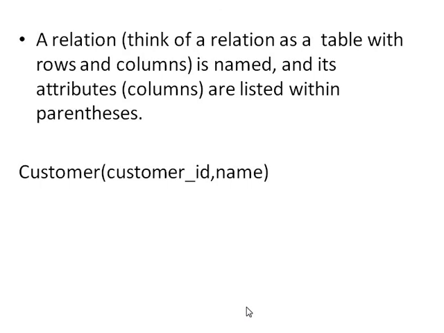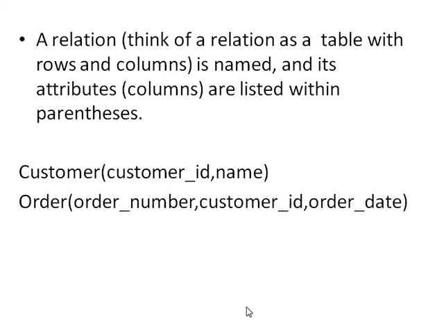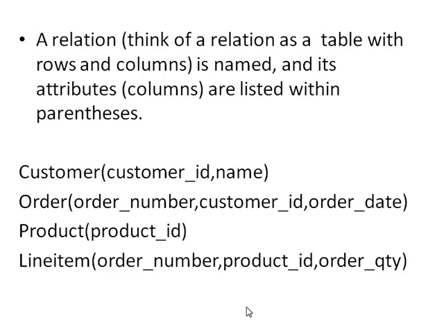It has two columns. Columns are known as attributes, and the attributes are customer ID and name. Another relation: order number, customer ID, order date, product ID. Line item: order number, product ID, order quantity. So these are the initial four tables. These are the initial relations that we have obtained.